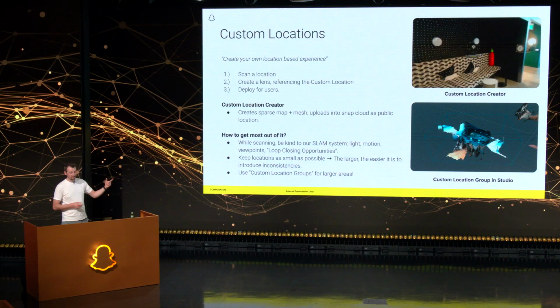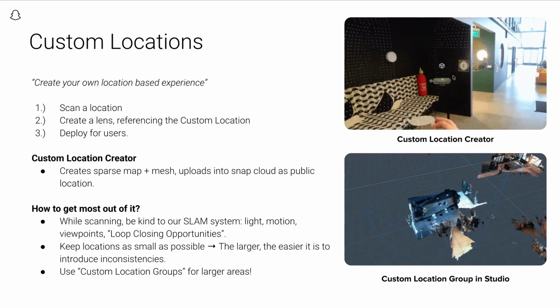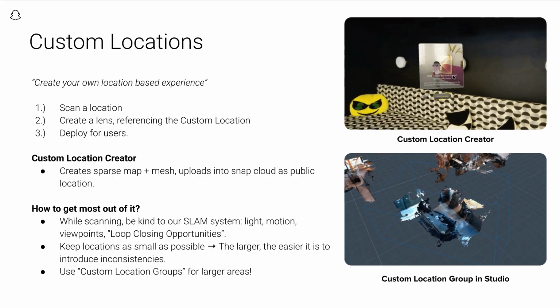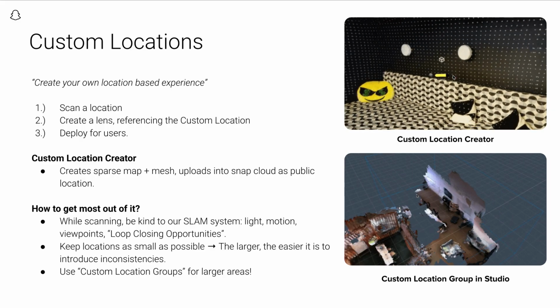Something else that we introduced, which can also be super useful, are custom location groups. With custom location groups, which are also supported by the scanning lens, you can, for instance, in a museum environment, have different rooms mapped out.